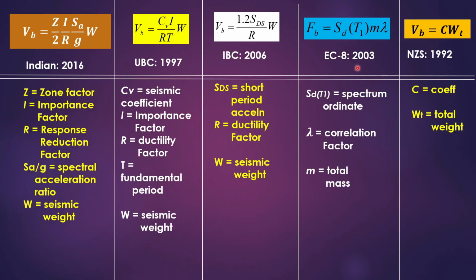European code EC8 2003, the SDT1 value is the spectrum ordinate, vertical ordinate corresponding to the time period of the structure. And m is the total mass, lambda is a correlation factor.